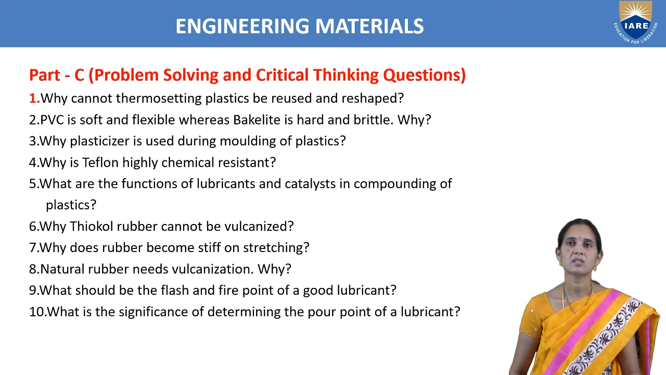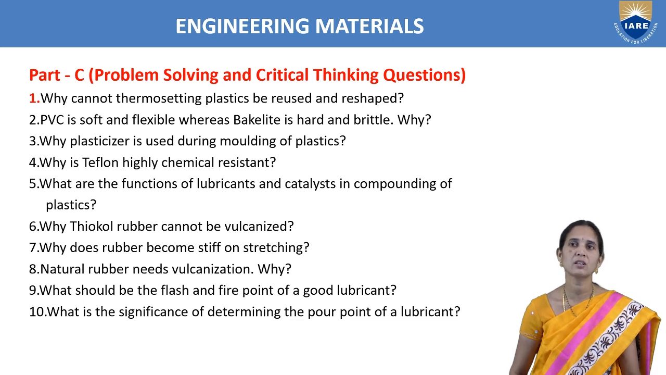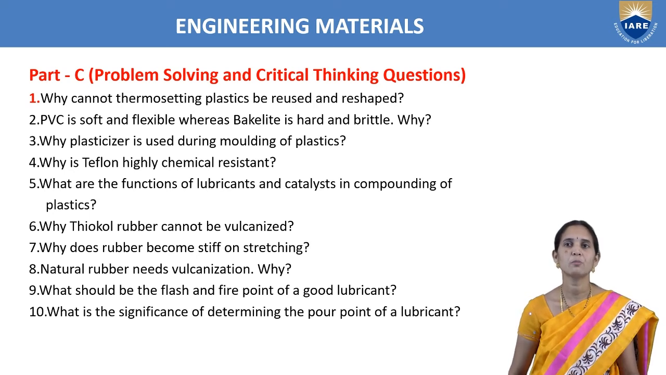Next one, part C, problem solving and critical thinking questions. First one, why cannot thermosetting plastics be reused and reshaped? We cannot reuse and reshape them because when these resins are prepared, they form a hard polymer where strong covalent bonds are formed between the polymer chains. So even when we heat them, they do not change, meaning they do not convert into a soft polymer.